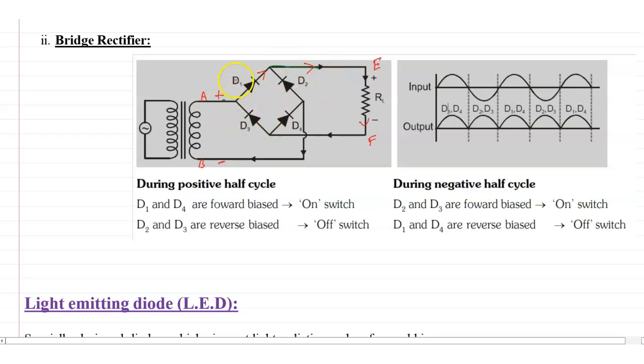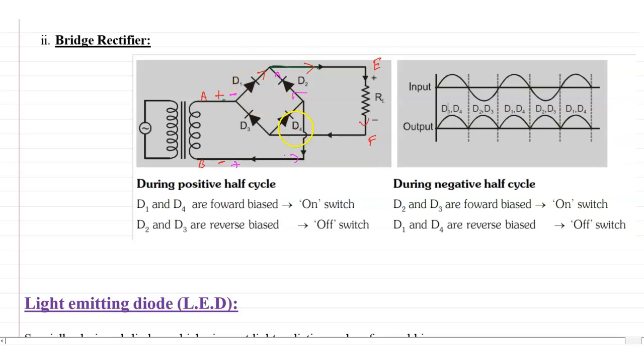And for the next half cycle, suppose A is negative now, B is positive. Then current will flow through B, then will go through this path, cannot go through this path, and current will go through and cannot go also this path because this is in reverse bias now. Means D4 and D1 are in reverse bias, and D3 and D2 are in forward bias.